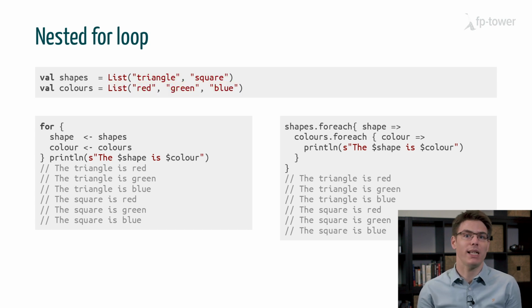We can put those two lists in the loop definition, and it will be equivalent to calling for each on the first list, the shapes, and then inside the action block, it will call for each on the second list, the colors. In other words, it will first select a value from the shapes, then it will iterate over all the colors, and once it's done, it will go to the second shape and repeat the process over and over until it has iterated over all the shapes.